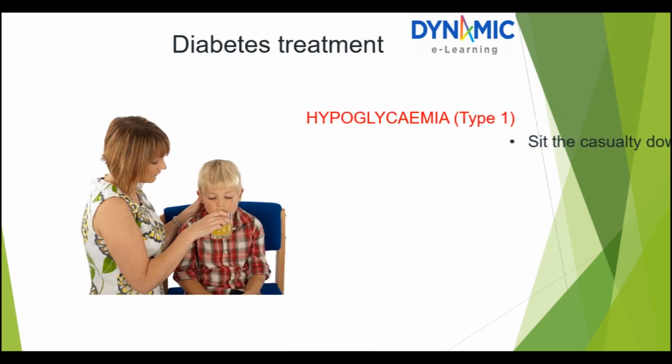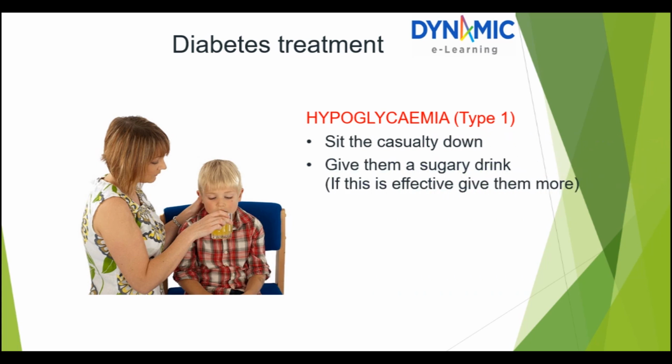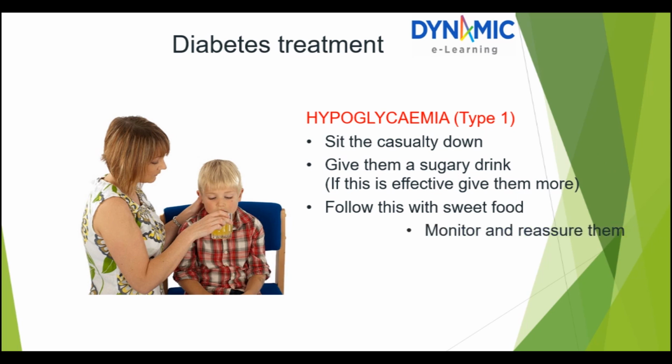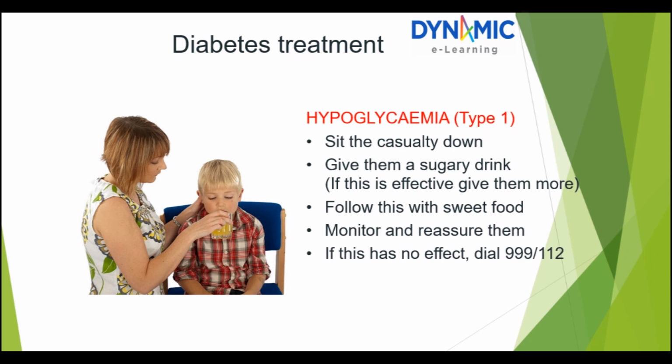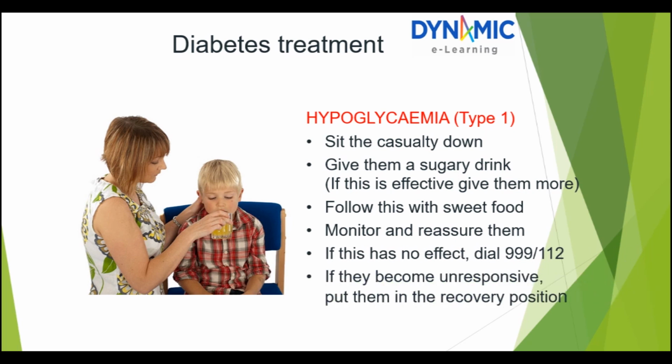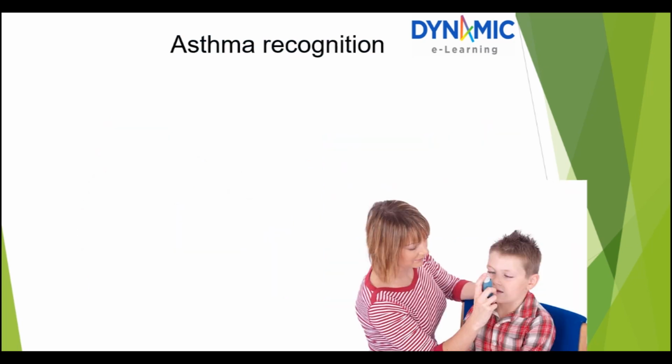Type 1 diabetes or hypoglycemia. Sit the casualty down, give them a sugary drink. If this is effective, give them more. Follow this with sweet food, biscuit, cake. Where possible, try to avoid chocolate. Monitor and reassure them. If this has no effect, call for an ambulance. And if they become unconscious, put them in a recovery position.